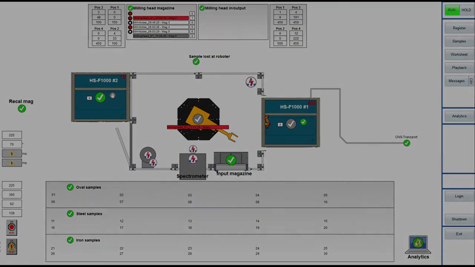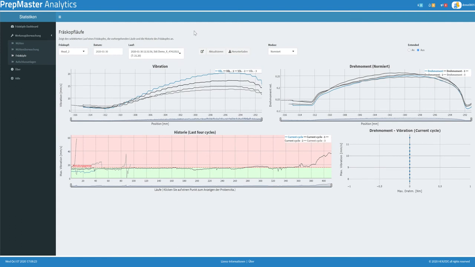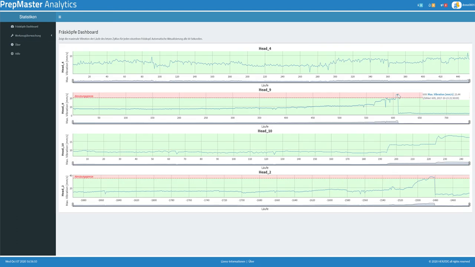The PrepMaster Analytics, the smart industry solution from HERZOG, additionally enables sensor-based tool condition monitoring of the milling head status. This makes it possible to exactly identify the failure point of the milling tool and assure the highest repeatability of sample preparation and analysis.